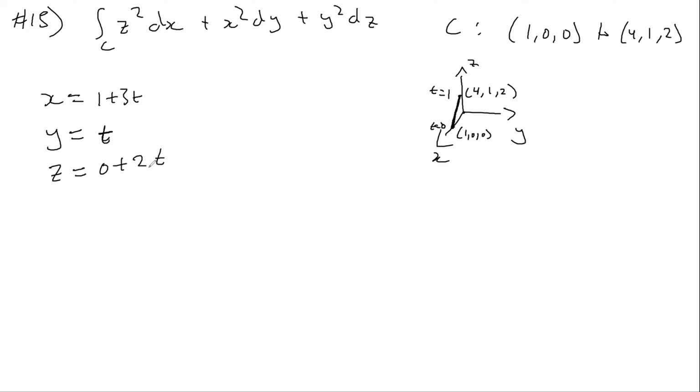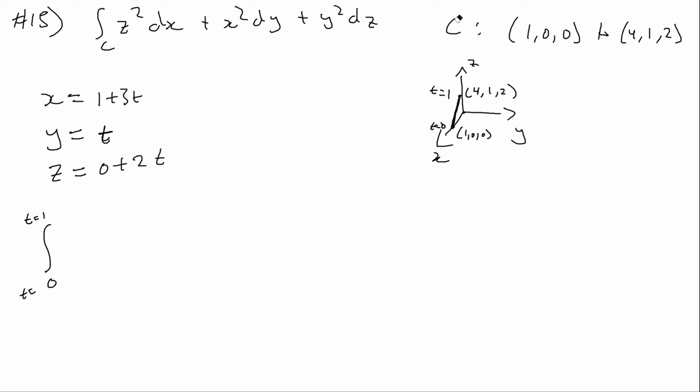All right, so I have that set up. I can find my values for dx, dy, and dz. And so let's just set up the integral. For my first part of the integral, it's going to be from 0 up to 1, because t starts from 0 and goes up to t equals 1.